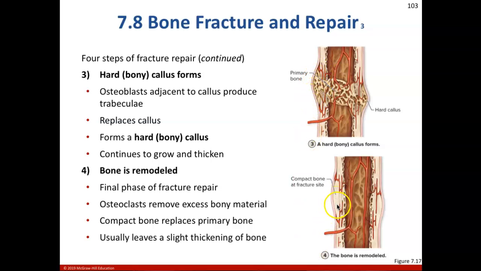And then the fourth step is for this bone to be remodeled. So we are going to have the osteoclasts start removing the excess bony material here in the medullary cavity, and compact bone will replace that primary bone that was built along the sides here, and will usually leave a slight thickening of the bone in that area.